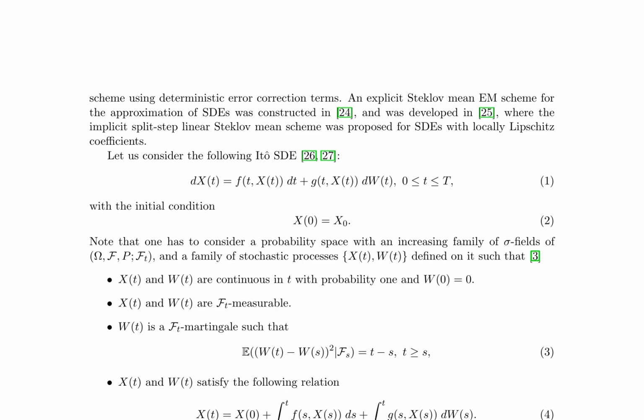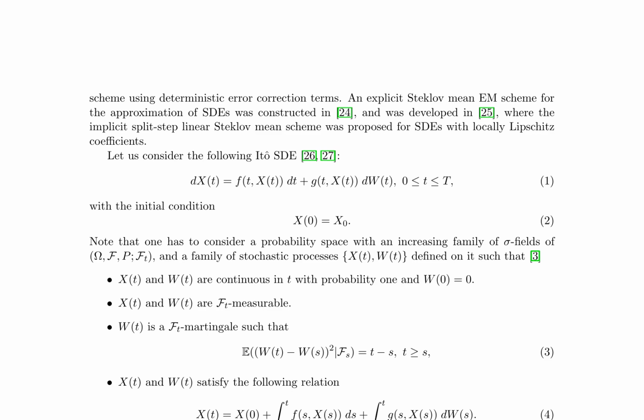This work builds upon previous research, including the explicit Steklov mean scheme proposed in [24], and the implicit split-step linear Steklov mean scheme developed in [25]. The manuscript focuses on the Ito SDE (1), with initial condition (2), where the coefficients f and g are locally Lipschitz. The solution x(t) is defined on a probability space with an increasing family of sigma fields, and the stochastic process x(t), w(t) satisfies the properties outlined above.